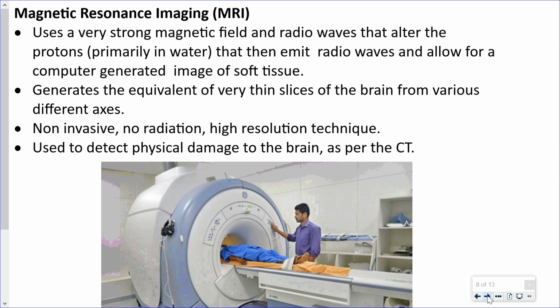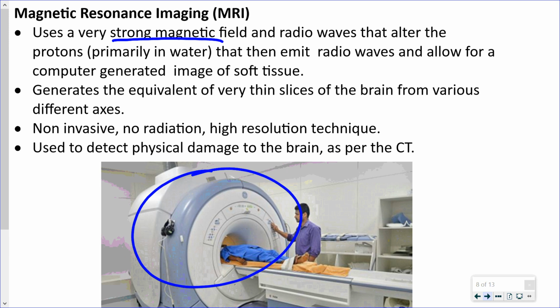This one here also shows structural damage. So in that sense, it's similar to the previous one, the CT scan. This one here, instead of x-rays, the person is slid into this tube, which has a very, very strong magnetic field, and radio waves that influence protons in the water. They emit radio waves, and a computer scanner on the outside is going to pick up this information, and it will develop a picture of the soft tissue.